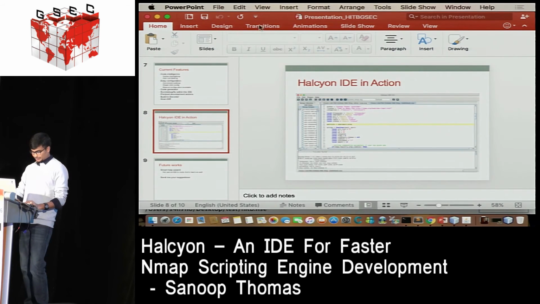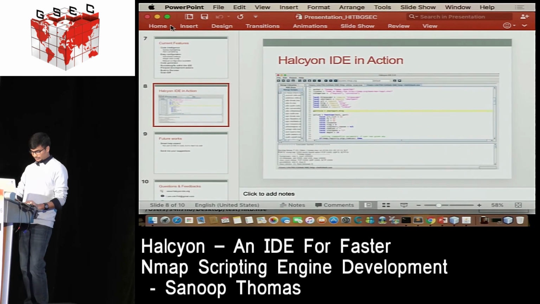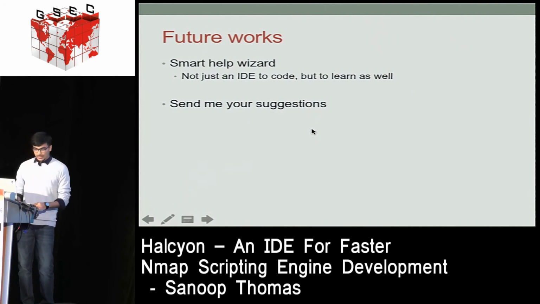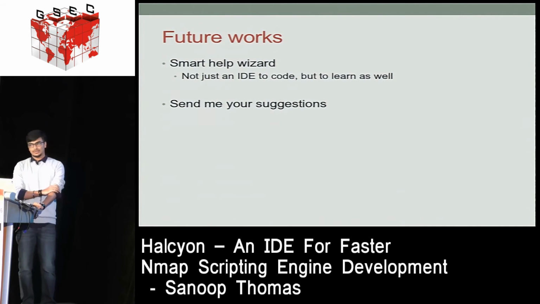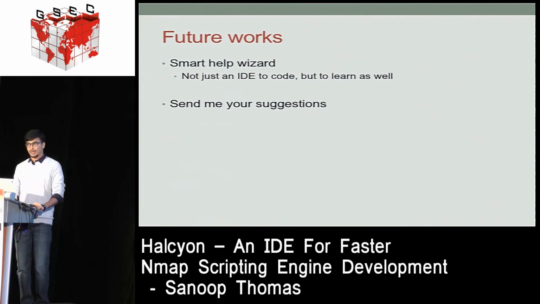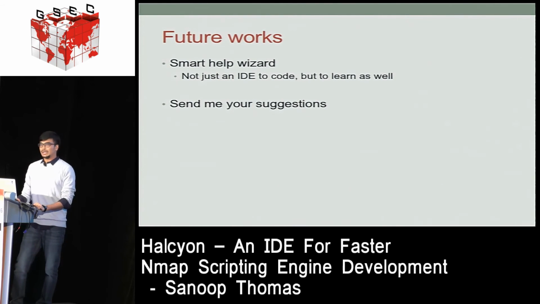All right. So these are the current features available with Halcyon IDE as of now. What I'm currently working on is a smart help wizard. Usually, Nmap has an amazing wiki online, so you can go to nmap.org/nsedoc and see what a script does and what kinds of functions it supports. How do you pass the arguments? What kind of responses does it give back? It's just an amazing wiki.